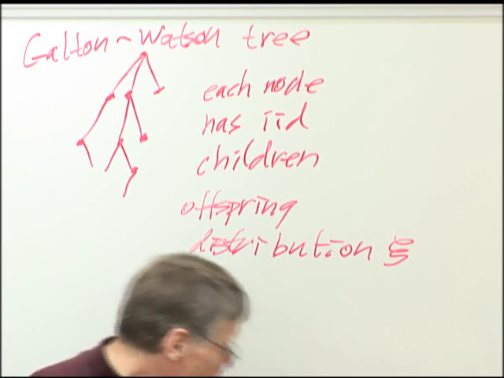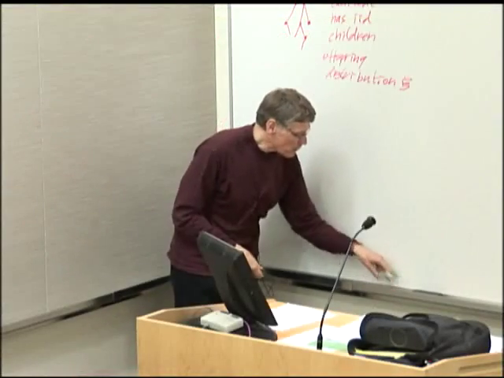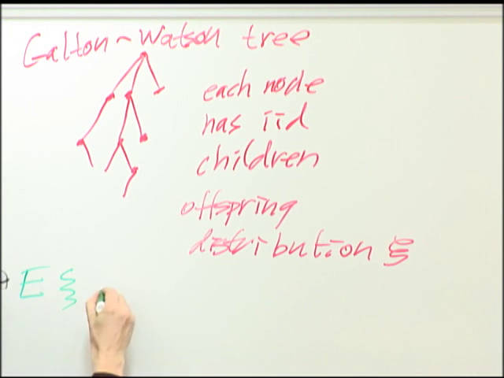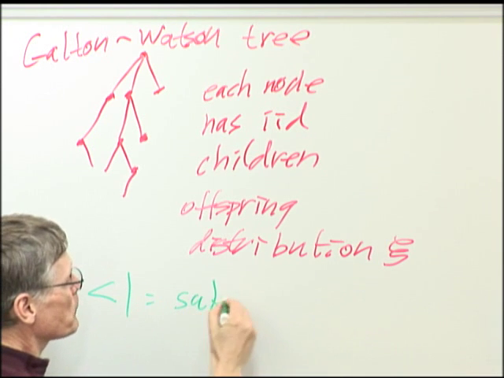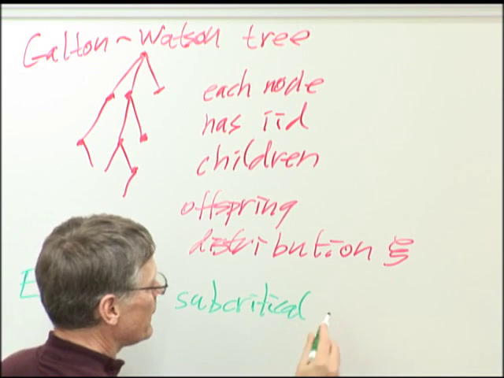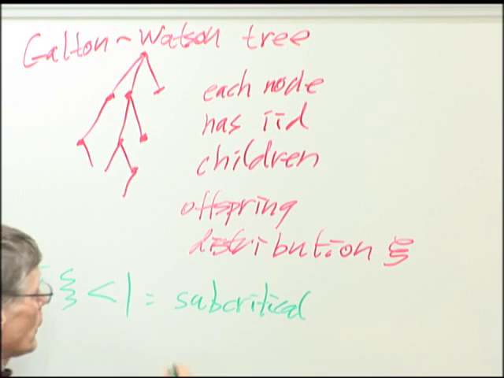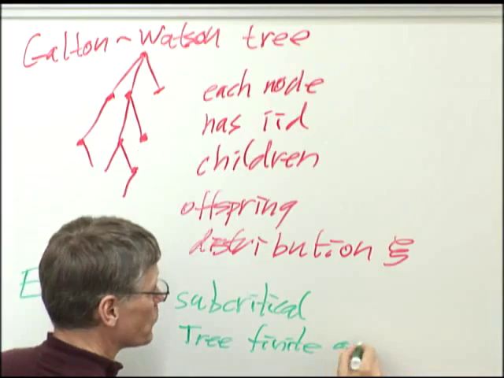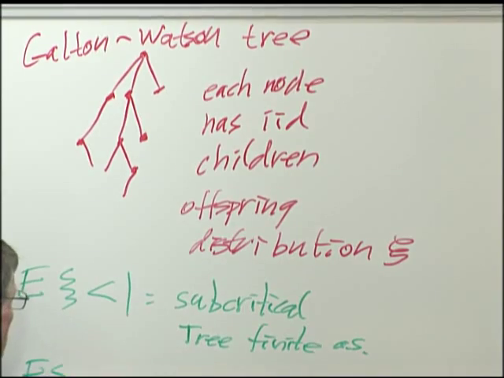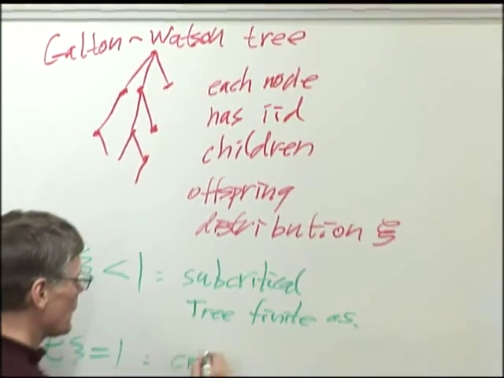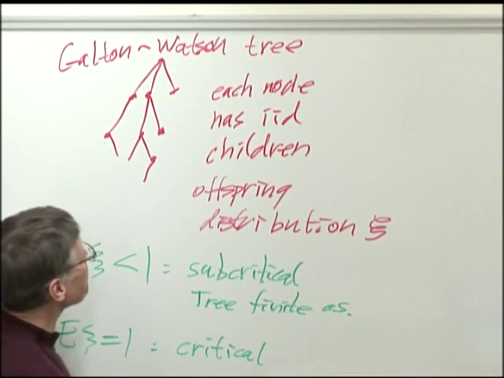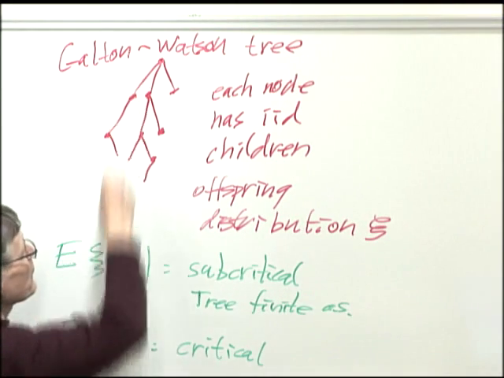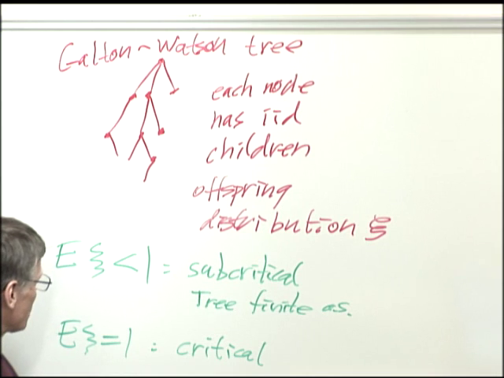Remember also the basic fact that if the expectation of this offspring distribution is less than 1, then we call the tree subcritical, and it dies out exponentially fast, so the tree is finite almost surely. If the expectation is 1, we call it critical. Well, there is one trivial exceptional case: if each individual has exactly 1 child, we of course get 1 infinite line. We forget that case or exclude it.